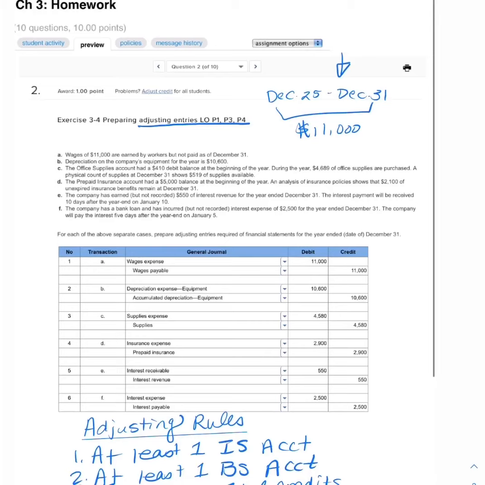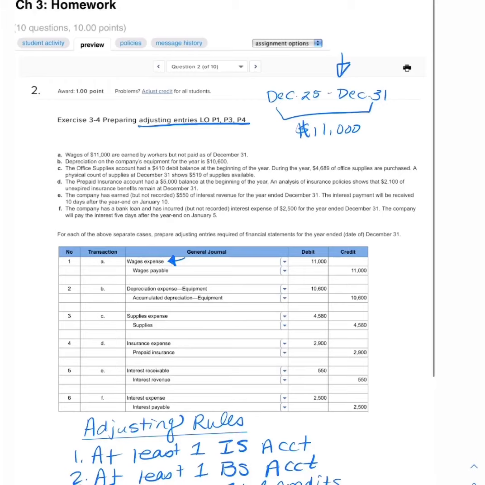Because we owe them that $11,000, they have actually done the work for us in this period. Since the work was done in that period, the expense must be incurred in that period because all the work they did was to help us generate revenue for that week or for that month, whatever the case is. So that expense must go in that same fiscal year. So how do we do this? Well, we have to take that $11,000 and put it directly to this expense account.